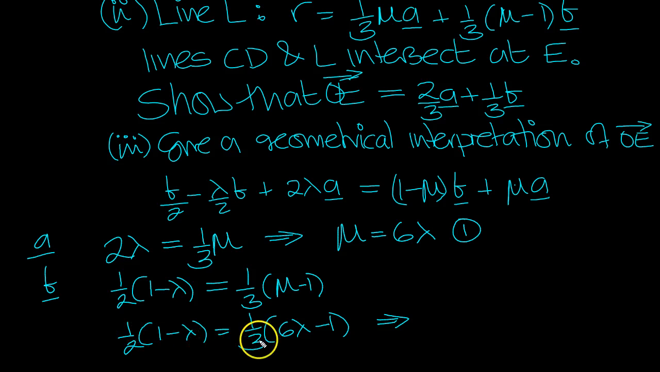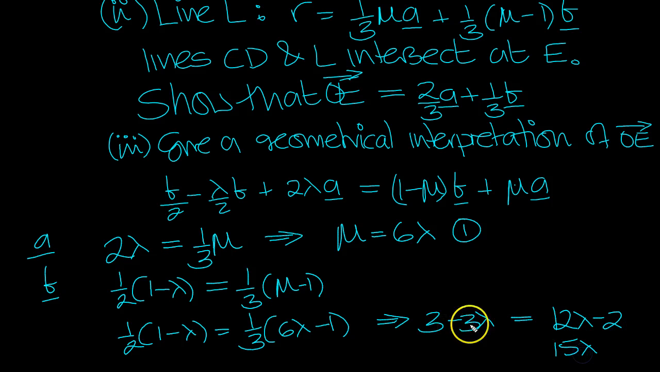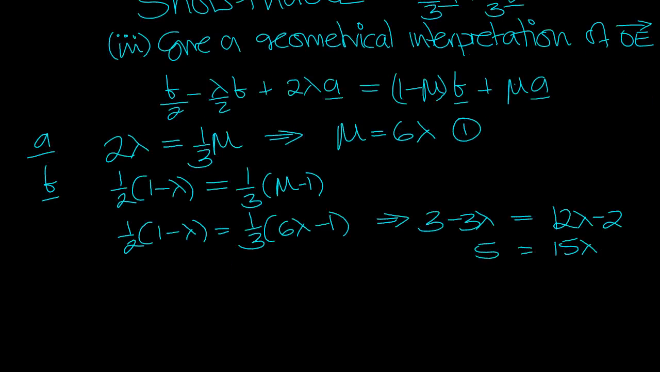So times by 6 all the way through, then 3 minus 3 lambda on the left. Times that by 6 you get 3 of these, and times this by 6 you get 2 of these, 12 lambda minus 2. So 15 lambda then here will equal 5. So lambda is equal to a third. Mu is equal to 6 lambda, so mu must be 2.